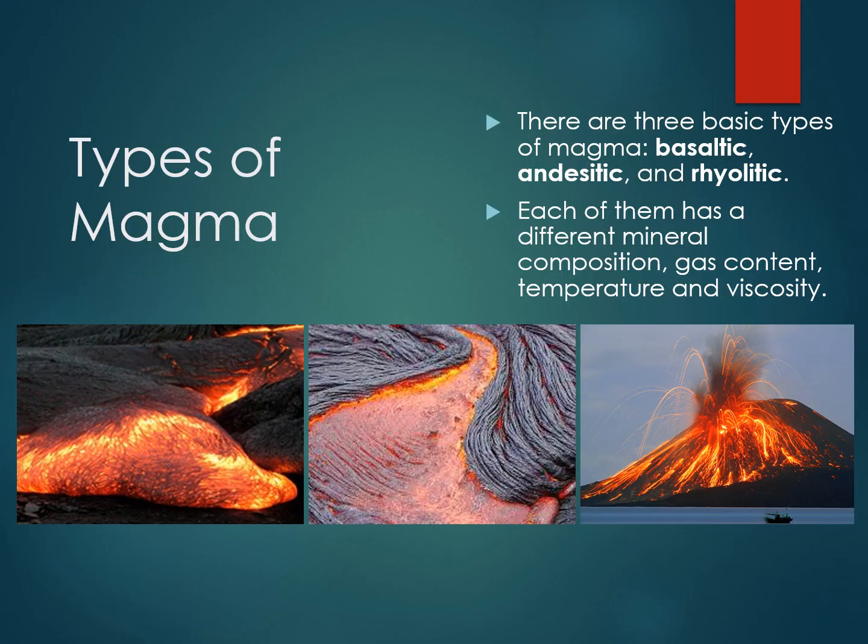Here are the types of magma. They are classified as basaltic, andesitic, and rhyolitic. Each of them has different mineral composition, gas content, temperature, and viscosity.